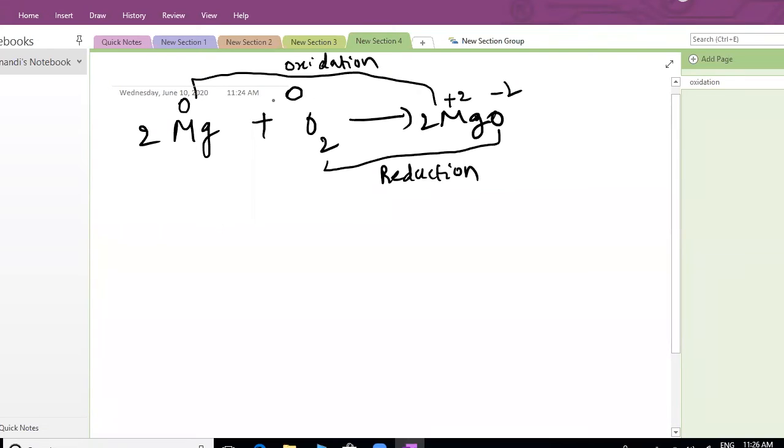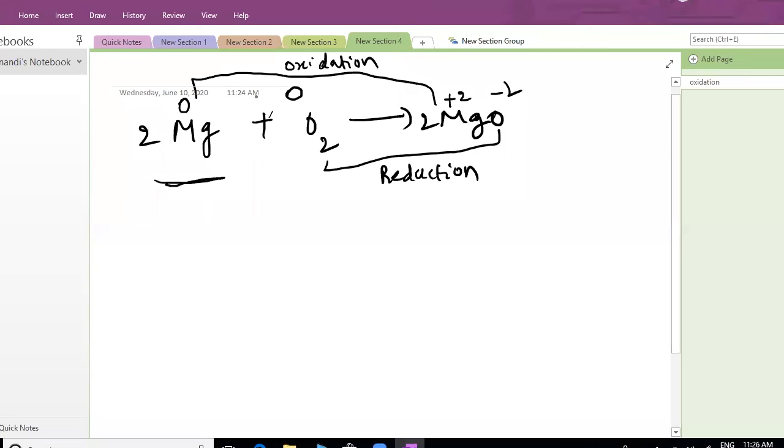Now see, we can close with respect to oxygen. Addition of an electropositive element we call reduction. Is it correct or wrong? The definition I gave: if you are adding Mg to oxygen, that we call reduction. Adding an electropositive element means it can lose electrons easily. That we call an electropositive element. An electropositive element means the element which can lose electrons easily. So if I'm adding magnesium to oxygen, that we call reduction.